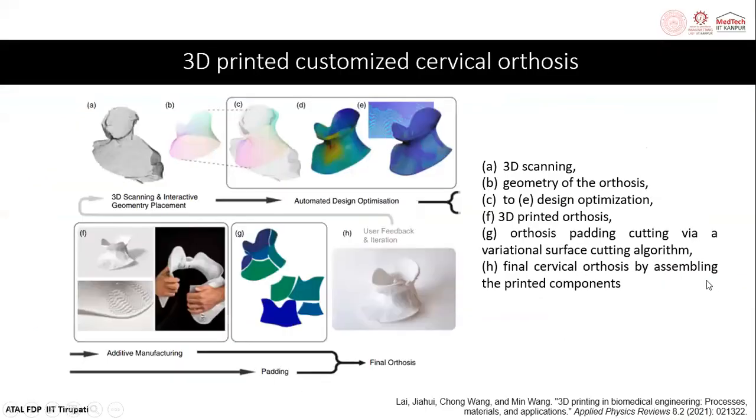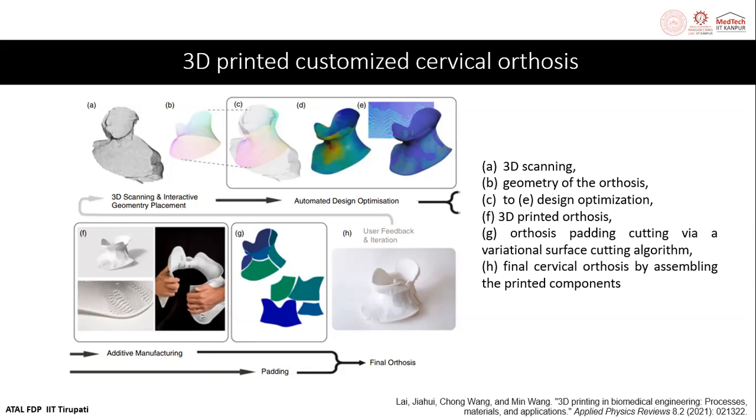this is for a customized cervical orthosis. So this is the 3D scan. So first, A is the 3D scan, B is the geometry of the orthosis, and then C to E is design optimization. See, the best part of rapid prototyping is not exactly printing it and taking it into real-time use. You try to do optimization. And based upon the optimization, you try to get, so we can try to get many things.